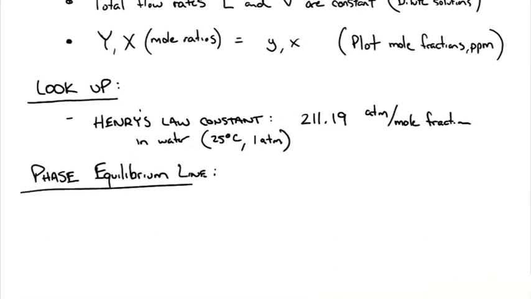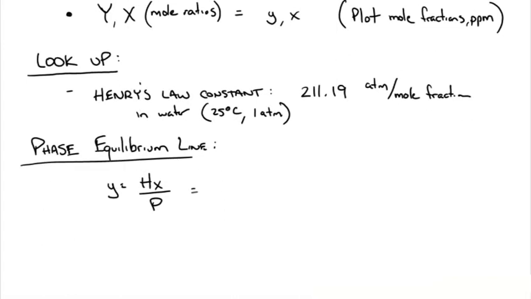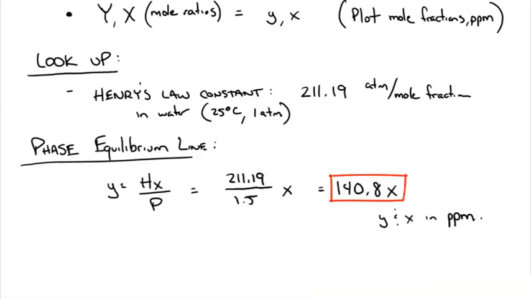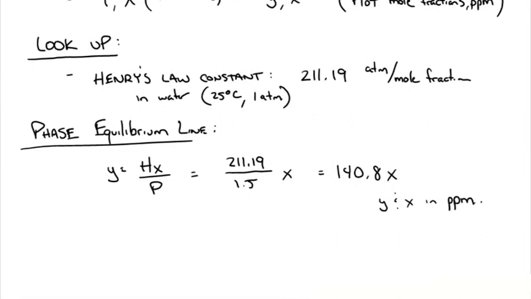So using Henry's law, we could figure out what our phase equilibrium line is going to look like. In this problem, we've looked up Henry's constant, and we know the pressure that our absorber is going to operate at, so we could get a relationship between y and x. So you can see this is a straight line with a slope of 140.8 that goes through the origin. So we could plot this on a y versus x plot along with our operating lines.